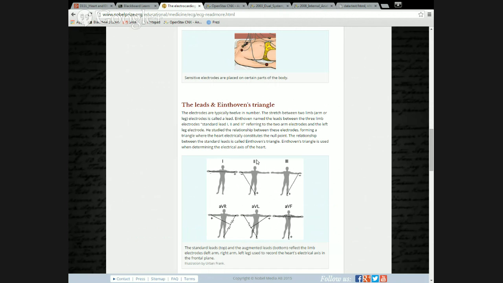Down below, they have a similar setup. Here, all three electrode placements are compared at the same time, but the comparison is a little bit more complex. And these are called augmented leads. They're just different leads. You can also get leads by comparing each of the chest electrodes to the grounding electrode, which is the background activity, so you can isolate out the electrical activity at each of these electrodes separate from all of the background electrical activity of the body. And that'll give you a picture of what's happening at that point in the heart.